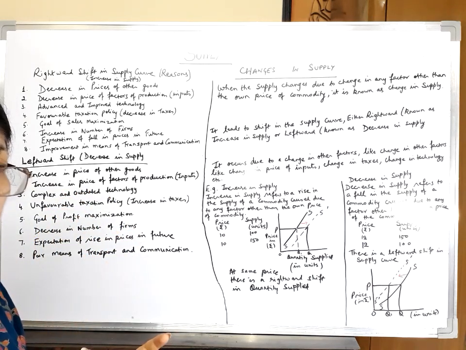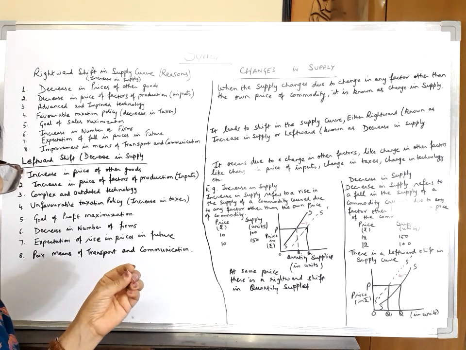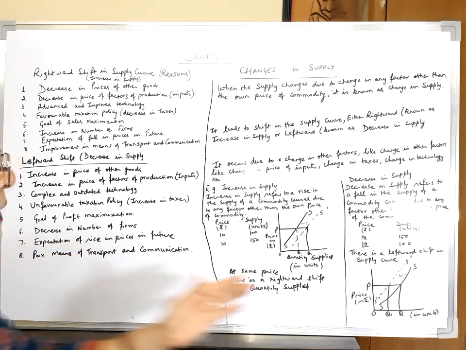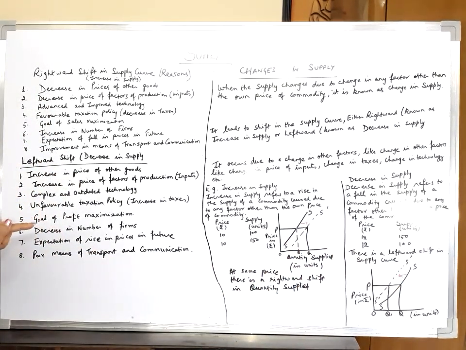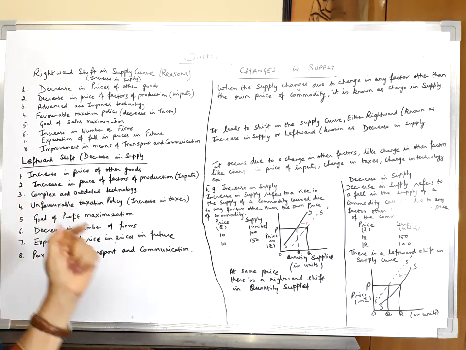As the technology becomes outdated, it becomes more and more difficult for the producer to supply more units of the commodity at the same price. Therefore, supply curve shifts to the left, or there is a decrease in supply. Then the next one, unfavorable taxation policy.